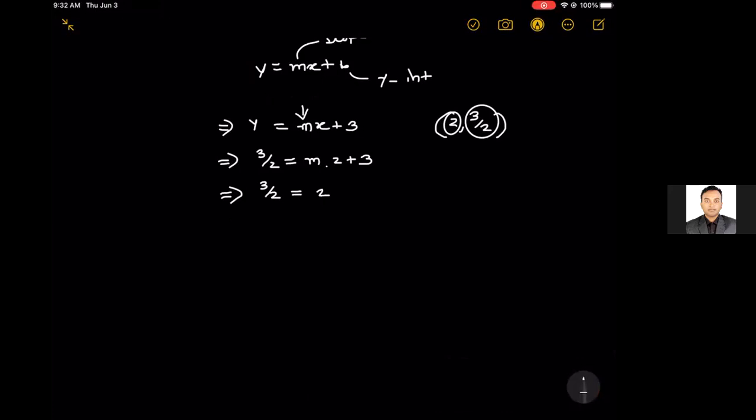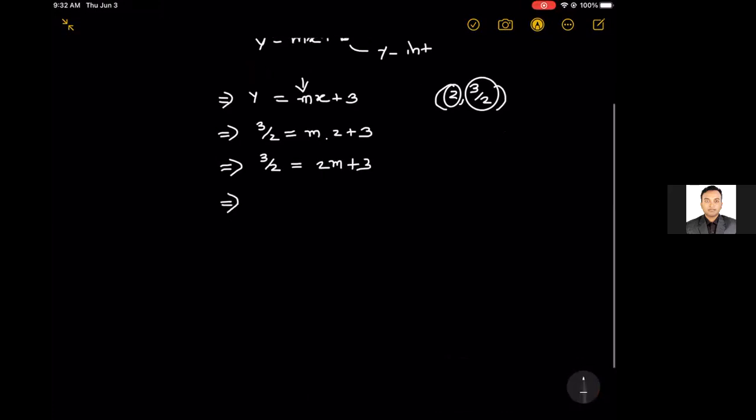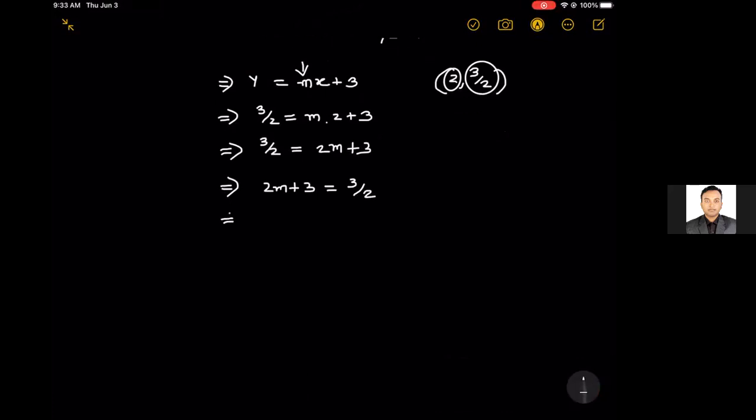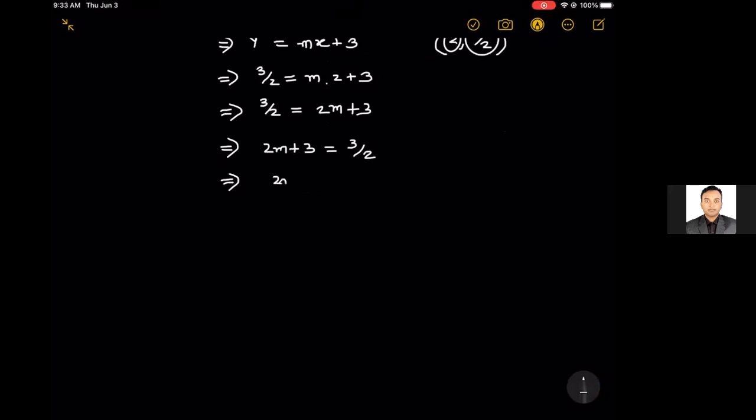Okay, let me show the step. No worries. 2m plus 3. If I just change sides like this, this doesn't change the value. It keeps the value intact. So I can do that. And 2m now becomes 3/2 minus 3. I've just added negative 3 to both sides. If I simplify it, I'll get 3 minus 6, that's 6/2, or a negative 3.